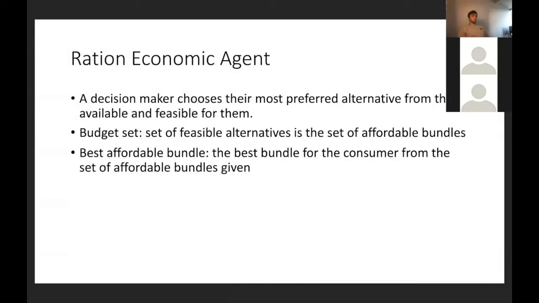So the first thing we're going to cover is what a rational consumer is, or a rational economic agent. We define this as an individual who chooses their most preferred alternative from those available and feasible to them. When we say feasible, we mean it's affordable, i.e. it's in their budget set, which is the set of affordable bundles. Just beyond that, when we say available, it just means that they actually have the opportunity to purchase it. In reality, you'll see plenty of times where a consumer is not a rational economic agent. However, on these exams, you won't get anything along those lines, so you don't have to worry about that.